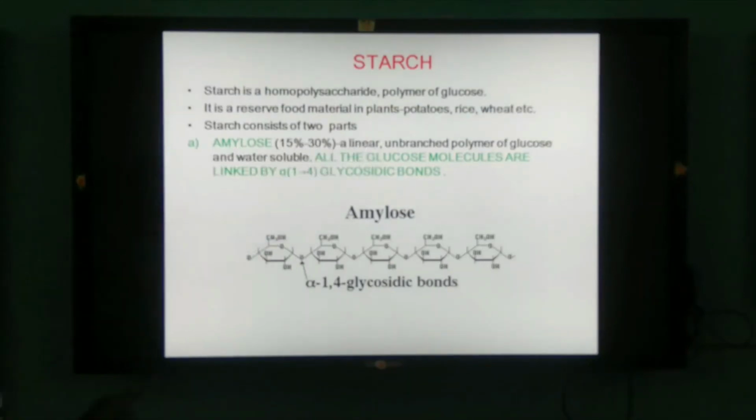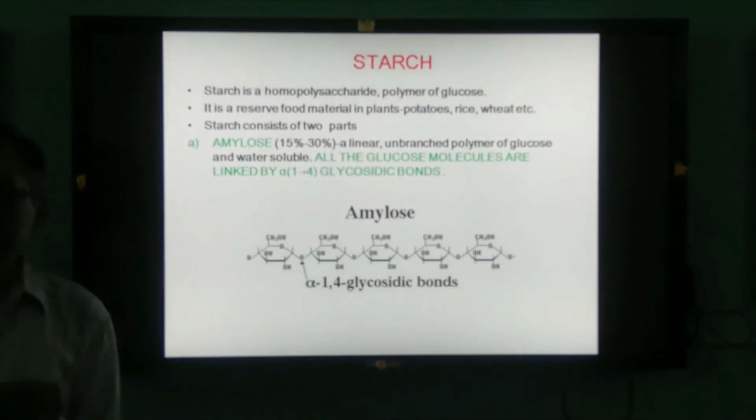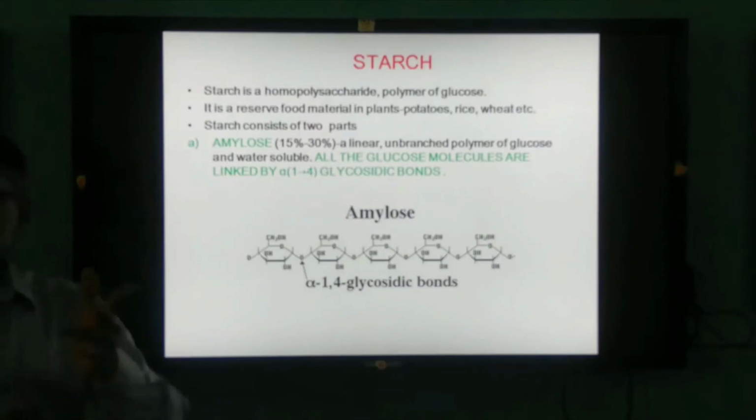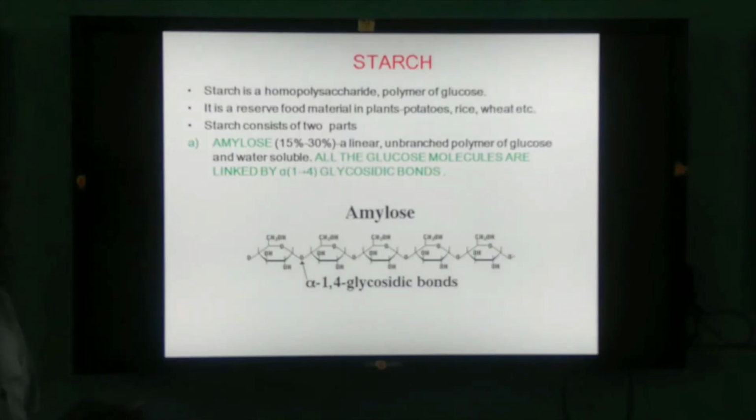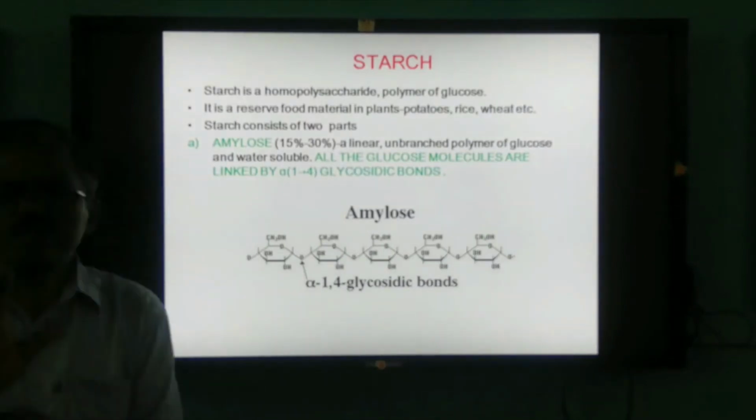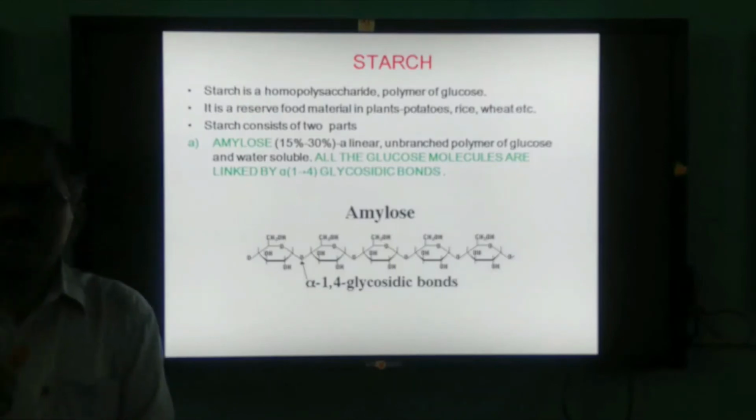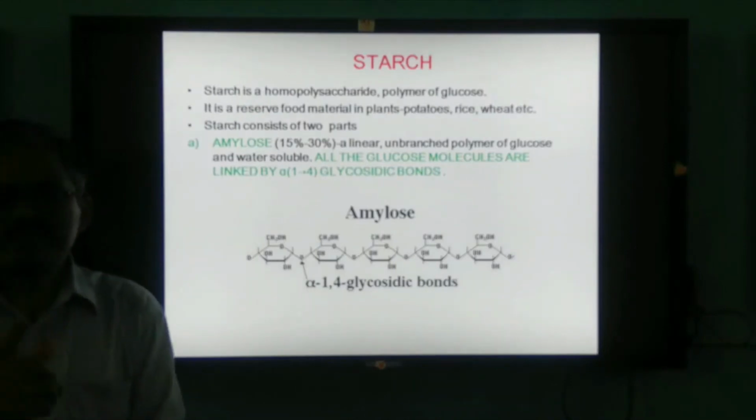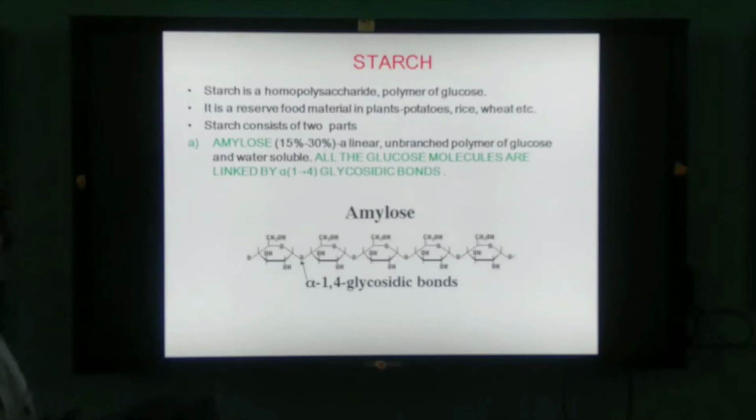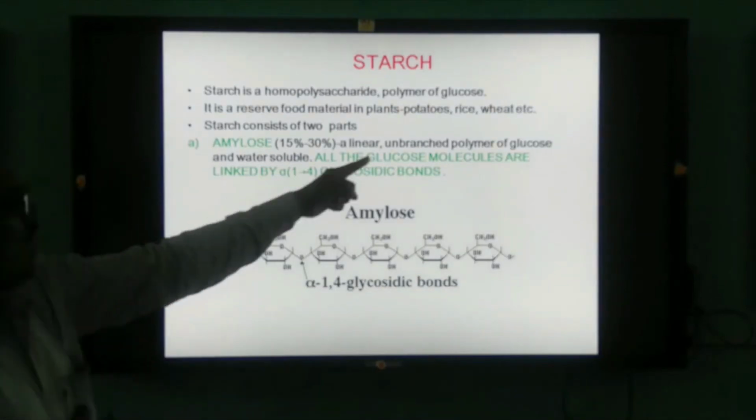That means starch consists of two parts. Briefly, we will see what starch contains. Amylose: 15 to 30% of starch is obtained in the form of amylose, which is a water soluble and straight chain compound. Next one is amylopectin. That is, it's a water soluble, unbranched, that means a straight chain.